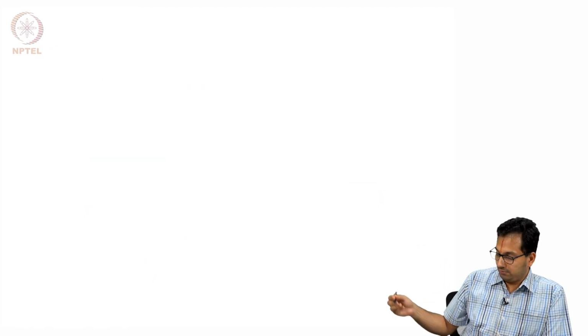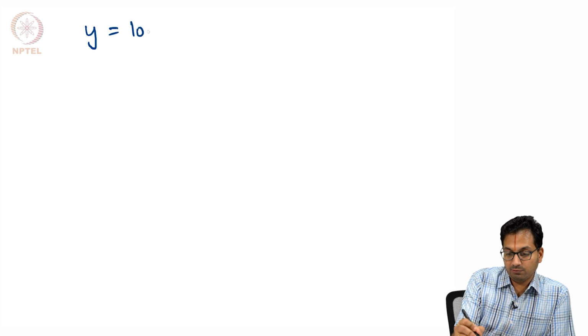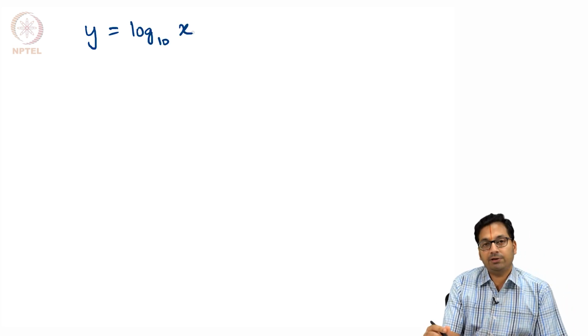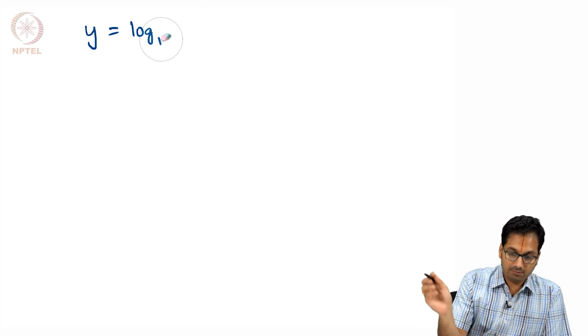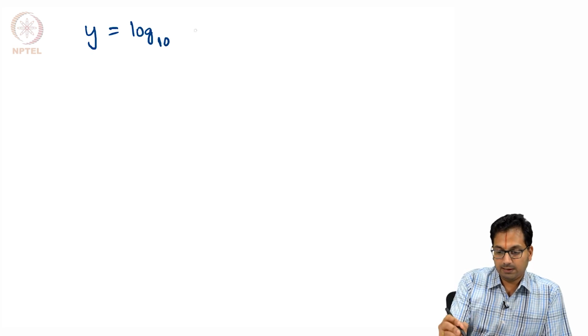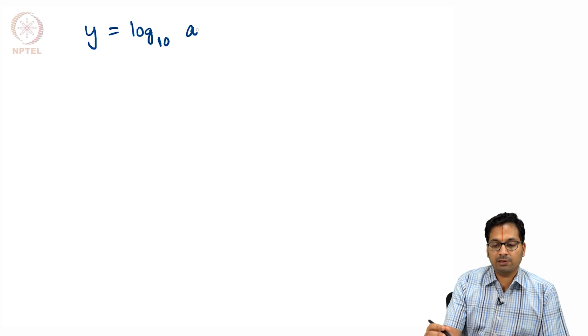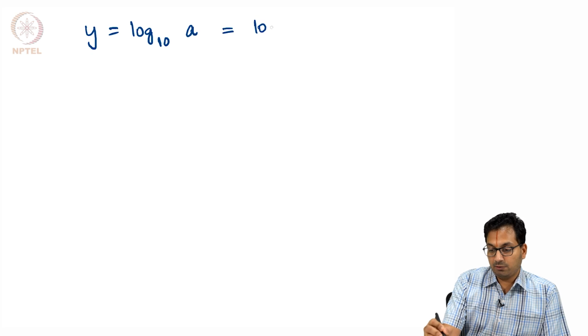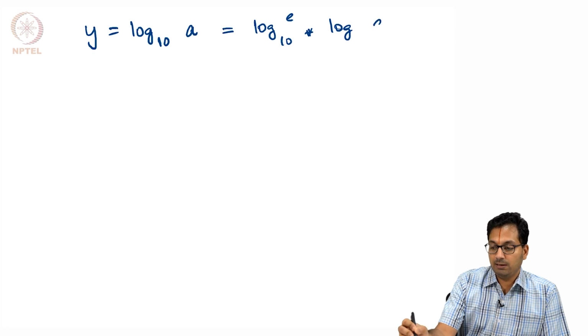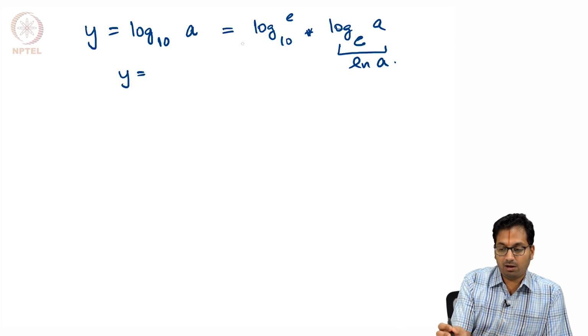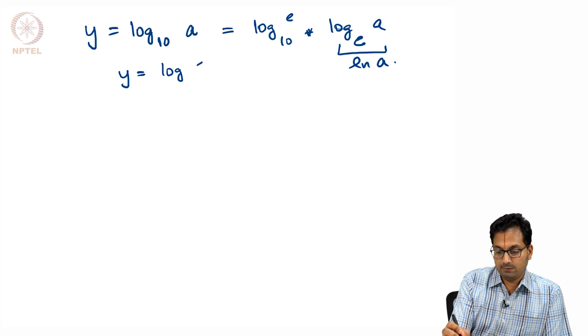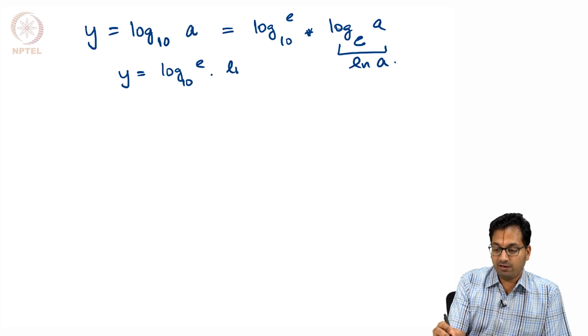So in this example, we will be trying to see what happens for y equal to log of x. By default, when you say log, we mean log to the base 10. So in this case, let us make sure that we keep the notation constant. Let us say y equal to log 10 of a. Then this can be rewritten as log e to the base 10, which will be a constant, times log a to the base e, which is nothing but ln a. Therefore, y is equal to log e to the base 10 times ln of a.